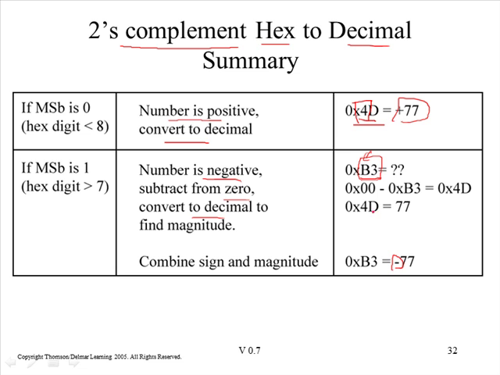At this point, to get the magnitude, we're going to take B3 and subtract it from 0. We'll get a hex 4D. Converting a 4D to decimal gives us a 77. At this point, we know the number. We know that a hex B3, which is a 2's complement representation of a signed decimal, is the value negative 77.